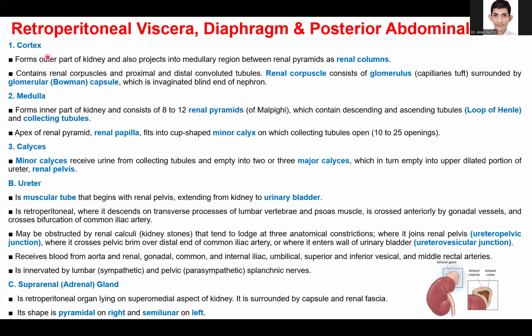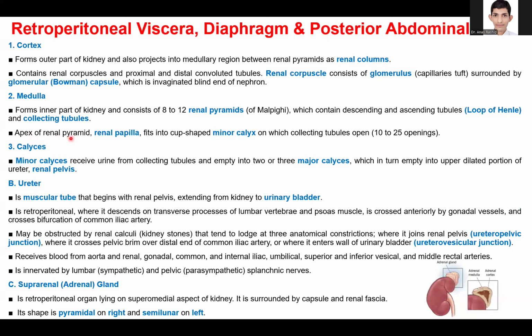Cortex forms outer part of kidney and also projects into medullary region between renal pyramids as renal columns, contains renal corpuscles and proximal and distal convoluted tubules. Renal corpuscle consists of glomerulus capillary tuft surrounded by a glomerular Bowman capsule, which is invaginated blind end of nephron. Medulla forms inner part of kidney and consists of 8 to 12 renal pyramids of Malpighi, which contain descending and ascending tubules, loop of Henle, and collecting tubules.